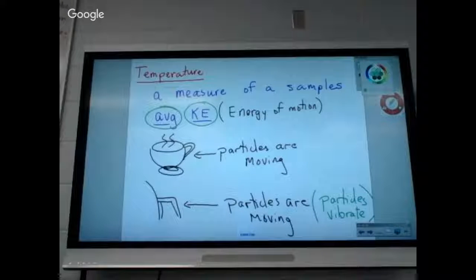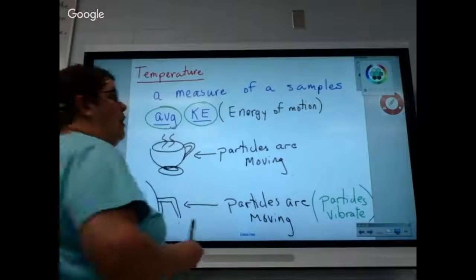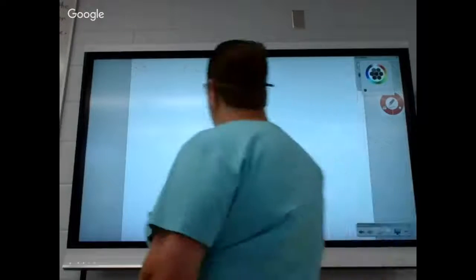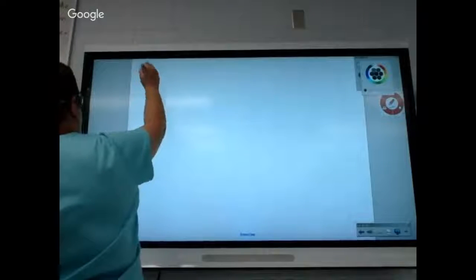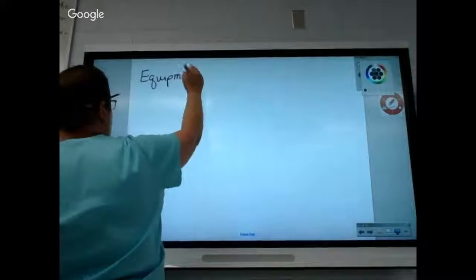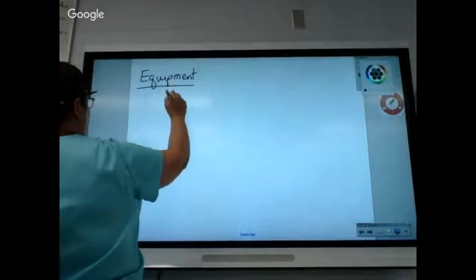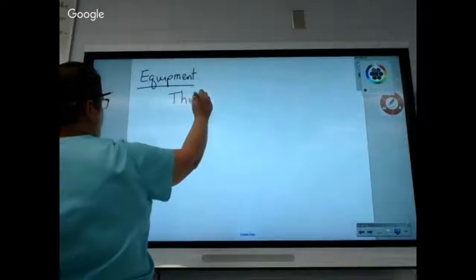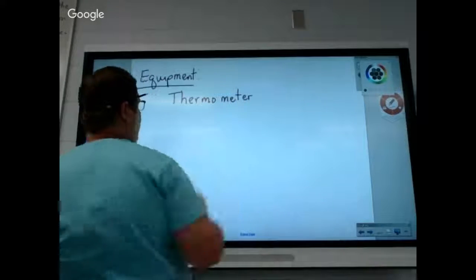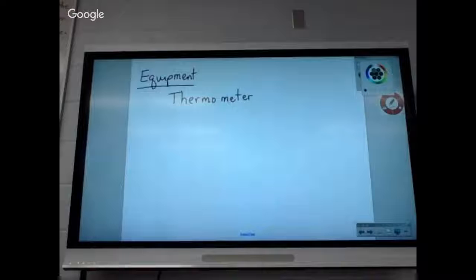Now, before we talk about how that's different from heat, which is the concept we want to talk about today, what things do we already know about temperature? Now, everybody knows this. First of all, what piece of equipment do we use to measure temperature? Thermometer. All right. And if you have trouble spelling it, it's just thermo and meter. Okay, thermo and then meter, so you don't have to spell it wrong the rest of your life.